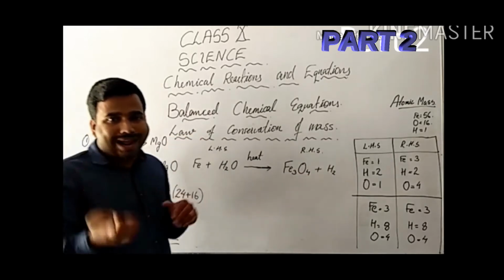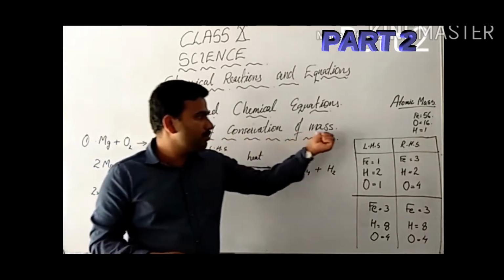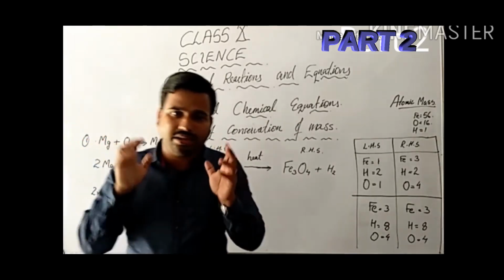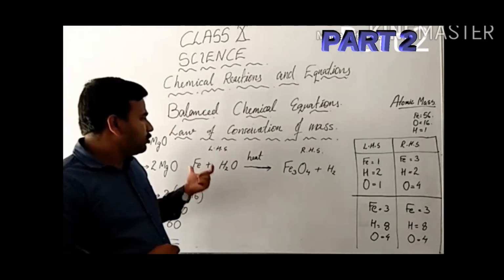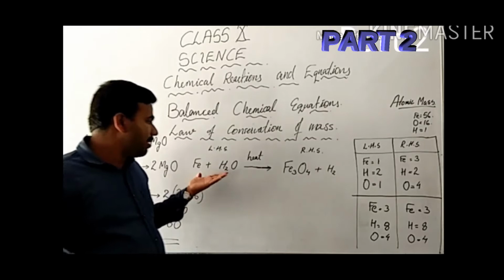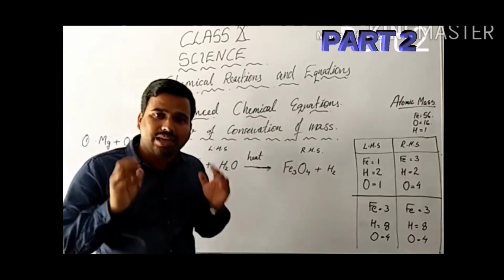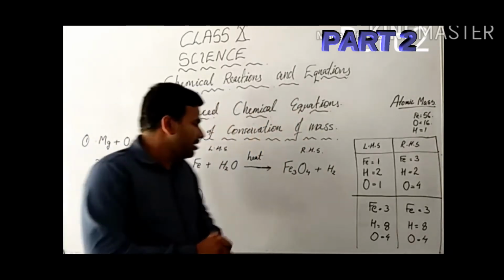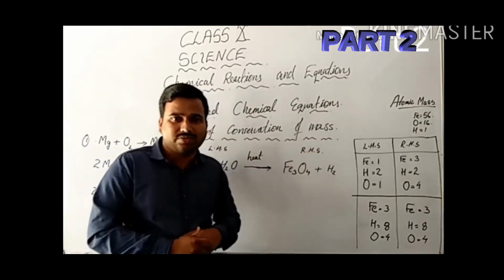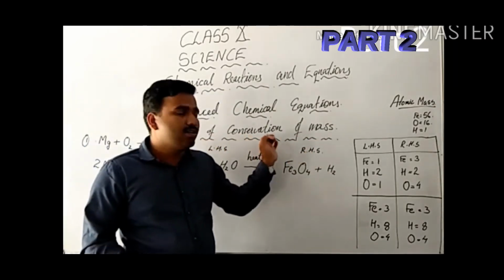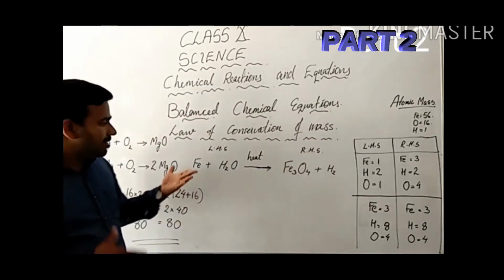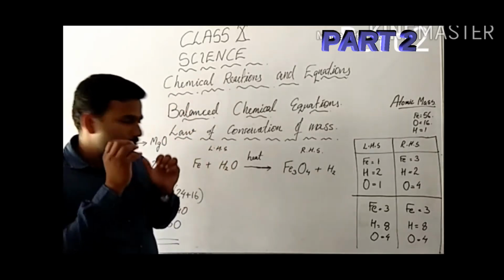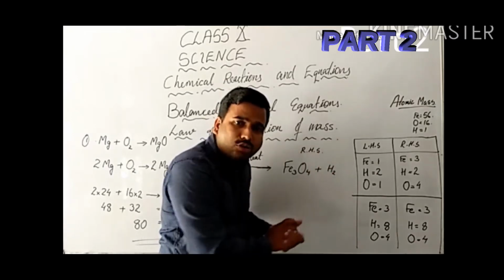This fact is the law of conservation of mass, which states that mass can neither be created nor be destroyed during a chemical reaction. So we need to make sure the same thing happens when we write a balanced chemical equation. What do we mean by a balanced chemical equation? A balanced chemical equation is one which obeys the law of conservation of mass, which states that mass can neither be created nor be destroyed in a chemical reaction. In other words, the sum of the mass of the reactants will be equal to the sum of the mass of the products.